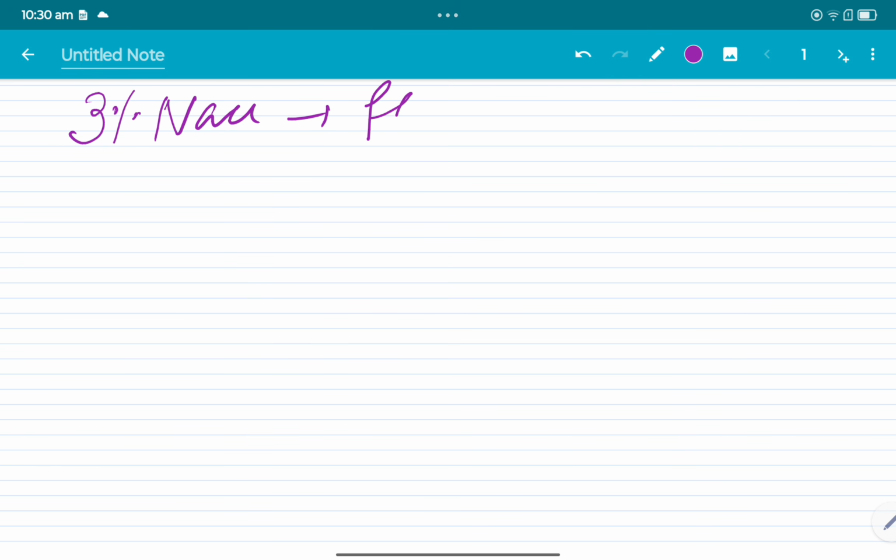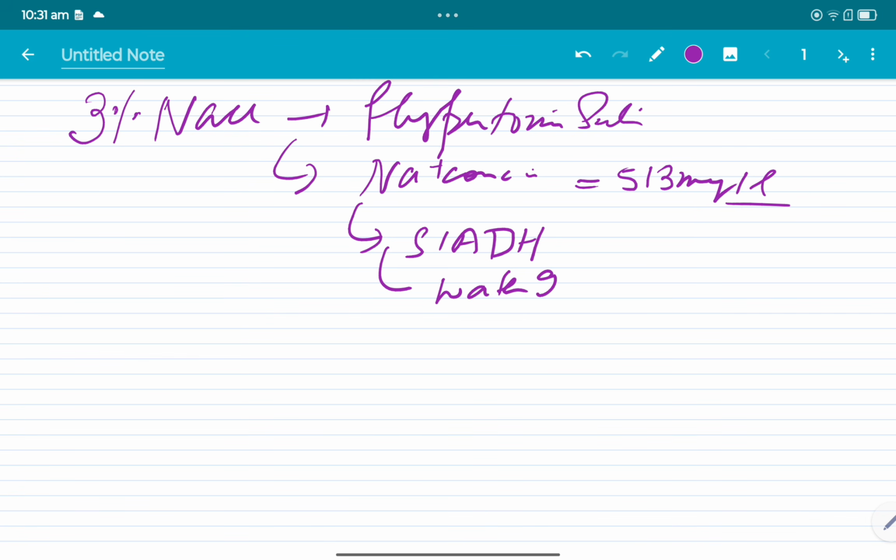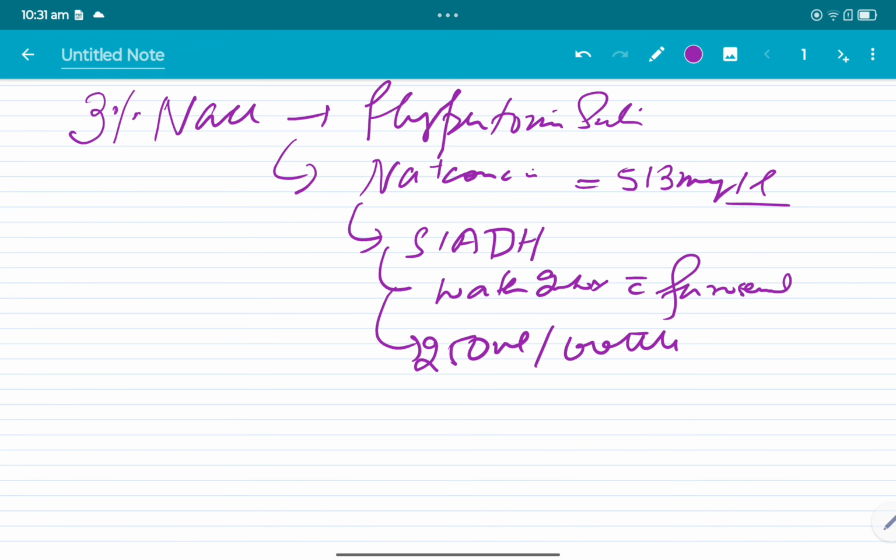3% NaCl, or hypertonic saline. Sodium concentration in this is 513 milliequivalent per liter, but a small amount of fluid is used as replacement in conditions like SIADH, syndrome of inappropriate antidiuretic hormone secretion, or water intoxication, along with furosemide. It comes in a 250 ml bottle, so it is used in these conditions.